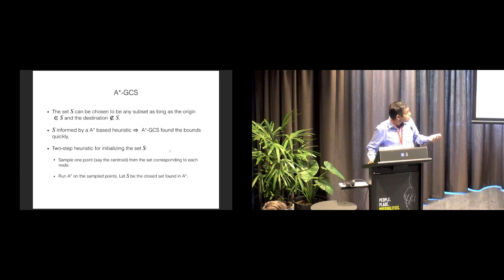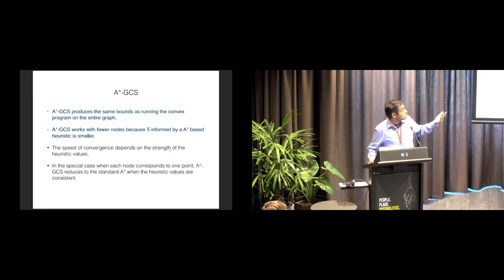So this is the approach, and we show in the paper that, at least numerically, the bounds generated by our algorithm are pretty much the same as the bounds generated by running the convex program on the entire graph. And we work with fewer nodes because the initial set that we pick is informed by this A star based heuristic. So the better the heuristics are, the smaller the sets, and that's the reason why we solve smaller convex programs. And there are some other results.